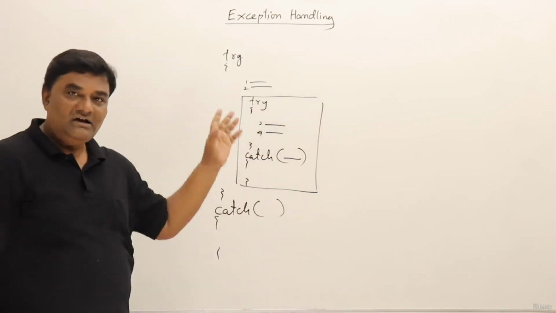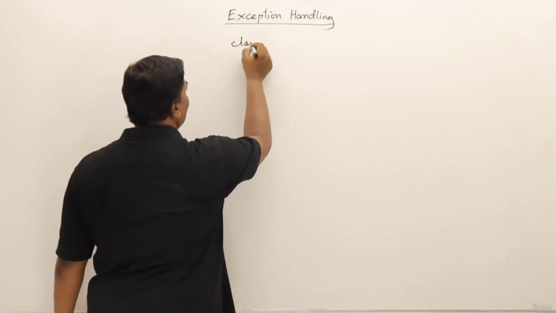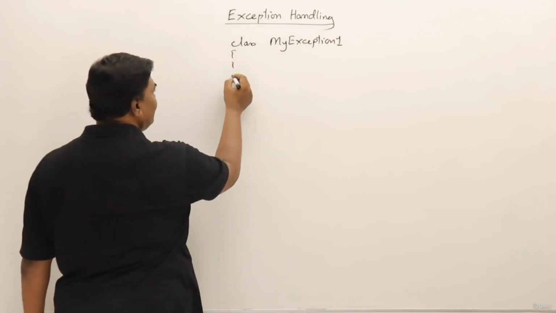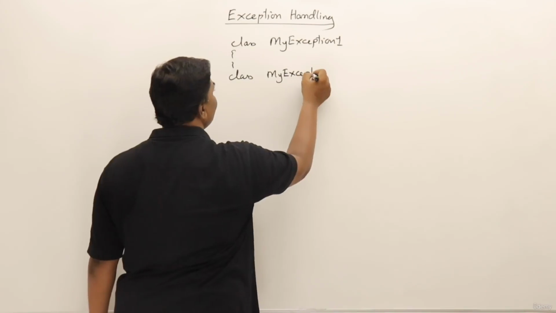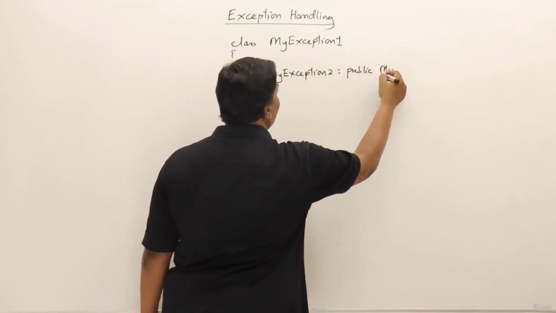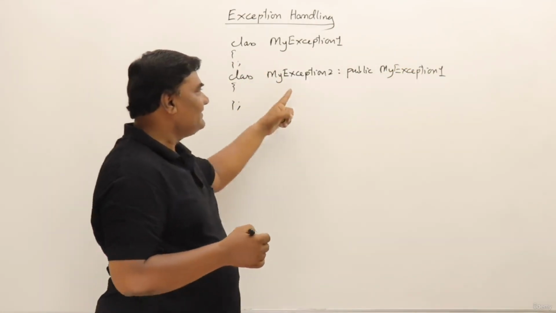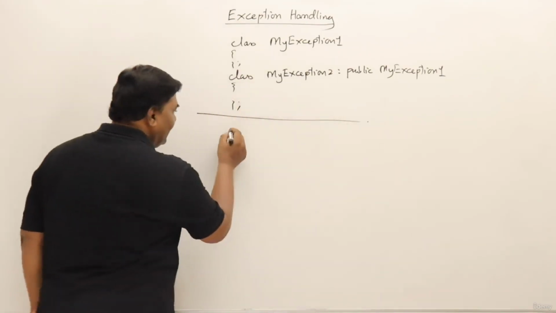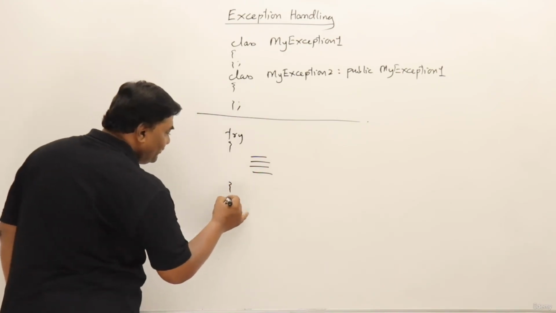Now I will show you more. I will remove this and I'll explain. See, suppose I have a class called my exception 1. Okay, this is a dummy class. Then I have a class called my exception 2 inheriting from my exception 1. Now I have two classes. One is a parent class, the other one is a child class, base class and derived class. Now leave this. I have a try block and inside this there is a possibility of both the exceptions.